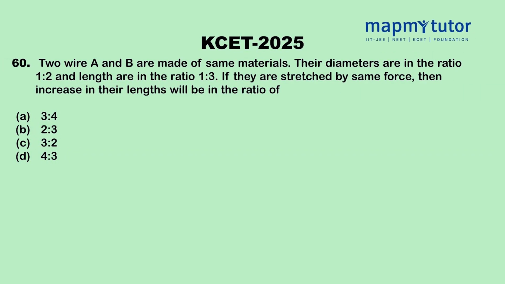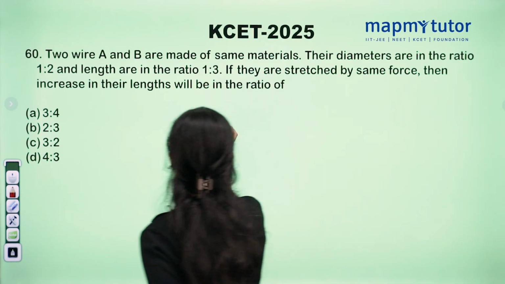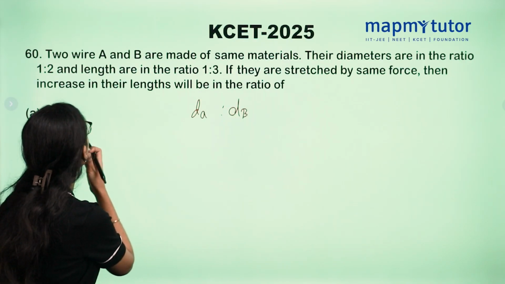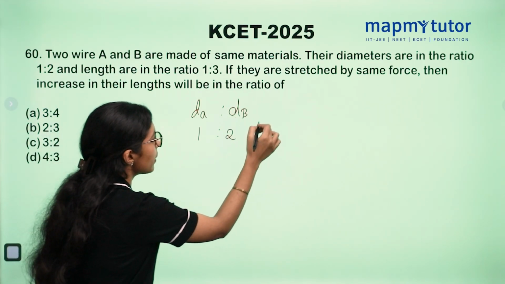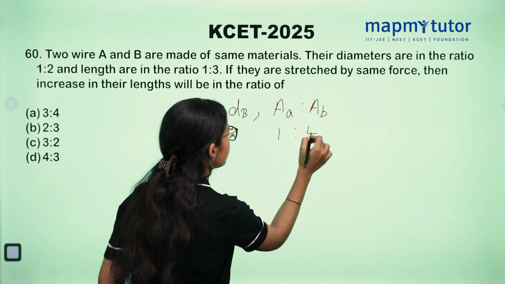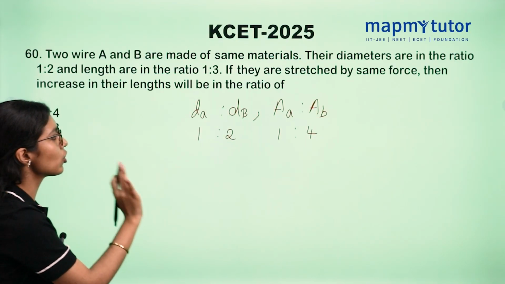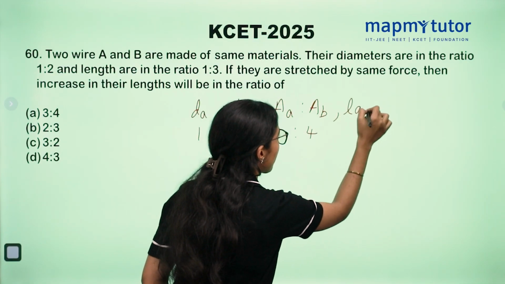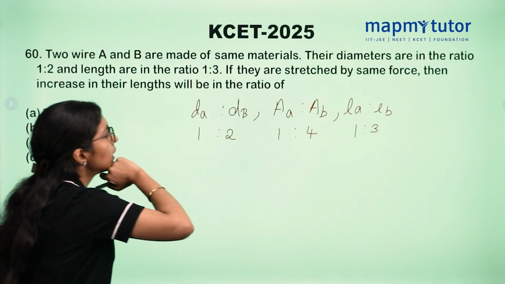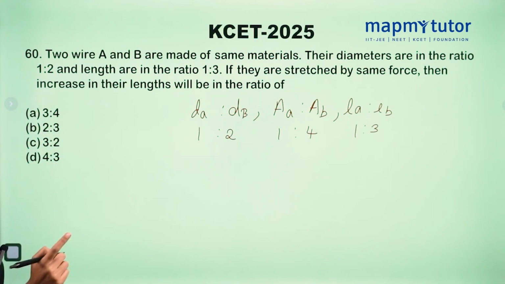Two wires A and B are made of same material. Their diameters are in the ratio of 1:2. Okay, so diameter is given to you, that is dA is to dB is what? 1:2. From here I can find my area. That will be 1:4. Length is also given to you, 1:3. If they are stretched by the same force, then the increase in the length ratio will be?